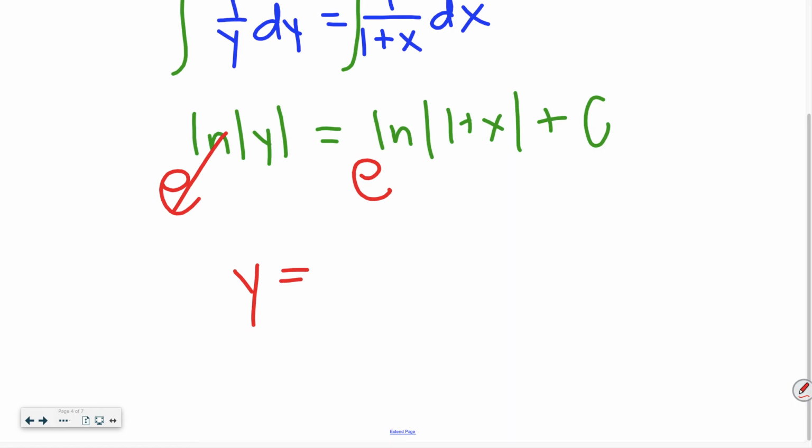Now let's flash back to Algebra 1 for a moment. Properties of exponents. If we are adding our exponents, we can break it apart into a base to a power. Thinking frontwards, if you have x squared times x cubed, we get to add our exponents together. So we can break this apart to be e to the natural log of 1 plus x times e to the c.